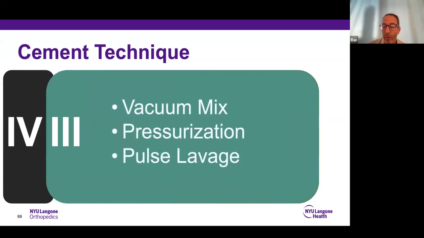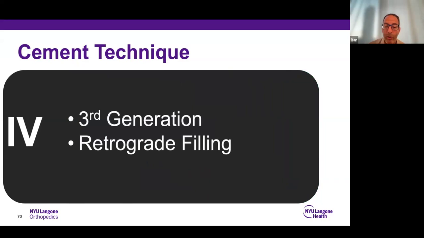The third is using vacuum to mix the cement. As we discussed, pressurization and post-lavage is part of the preparation to prepare the canal before. And the last is third generation with retrograde filling, just meaning you're filling the canal.